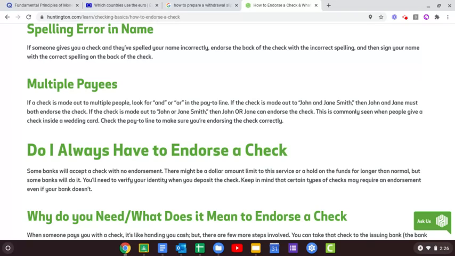Commonly seen when people give a check inside a wedding card. Yes, when you're married, you might get that. Check the pay to line to make sure you're endorsing the check correctly. Yes, good information to know.